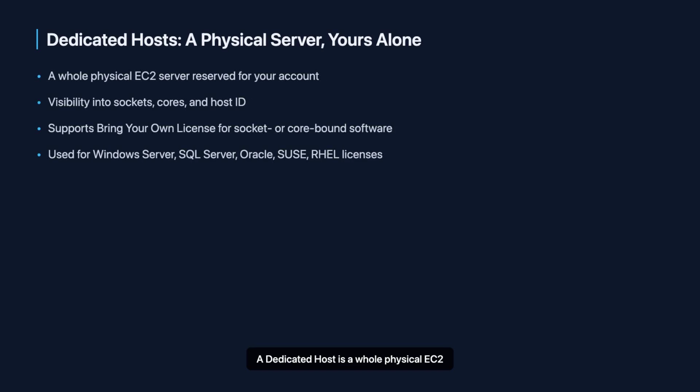A Dedicated Host is a whole physical EC2 server reserved entirely for your Amazon Web Services account. Unlike regular EC2, you can actually see and target the underlying hardware: the sockets, the cores, the host ID. That visibility is what makes Dedicated Hosts unique, because it lets you bring your own license for software that's priced per physical socket or per physical core. Windows Server, SQL Server, Oracle, SUSE, Red Hat, these licenses are tied to hardware, and a Dedicated Host is the only way to satisfy that contractually on Amazon Web Services.